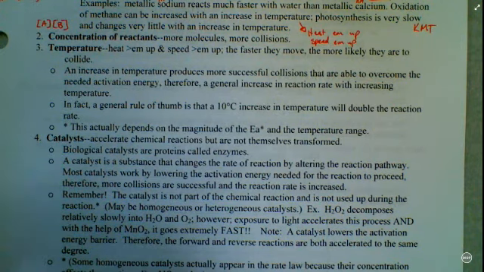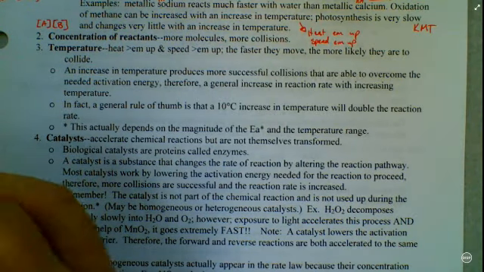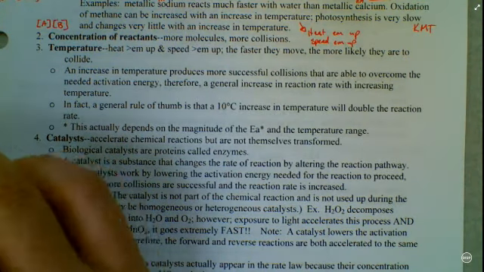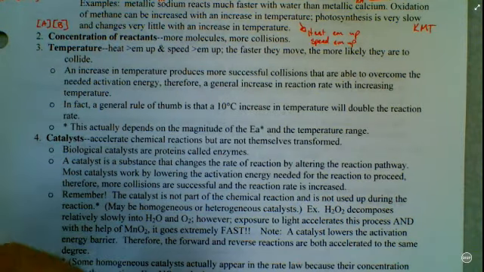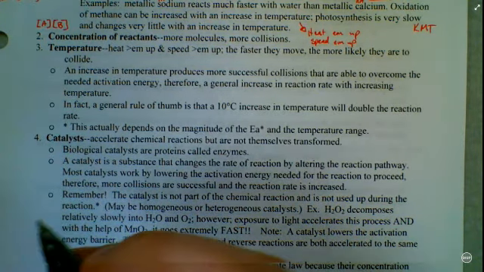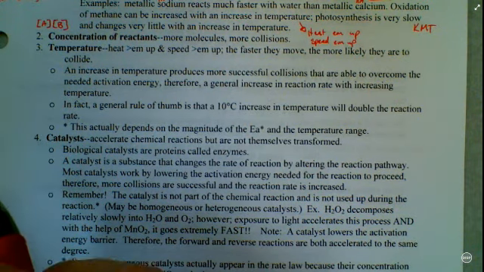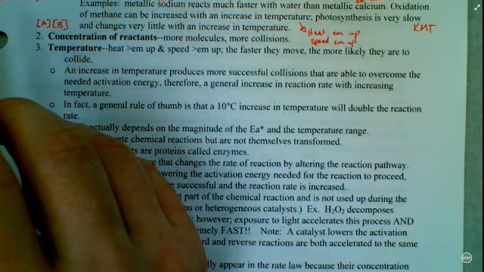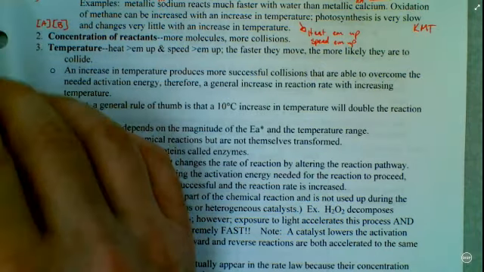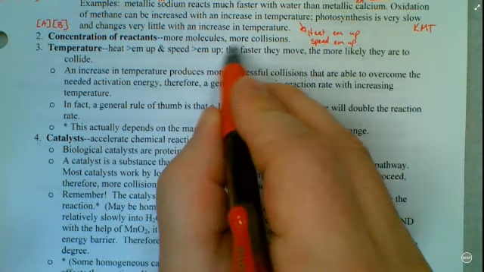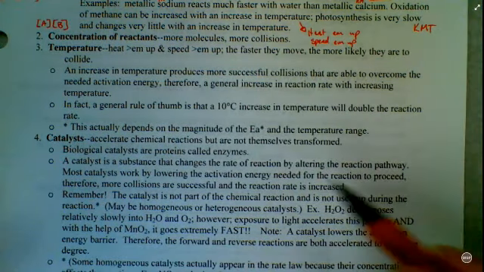Now, if I add more A and more B, there are going to be more molecules and more collisions. At the same temperature, meaning the same amount of kinetic energy, therefore the same velocities, right? So that's not changing. If I have more molecules moving at the same speed, I'm going to have more collisions. And if I have more collisions, there's more of a chance that I'm going to have a collision that yields the appropriate amount of energy to break those bonds. So more molecules means more collisions.